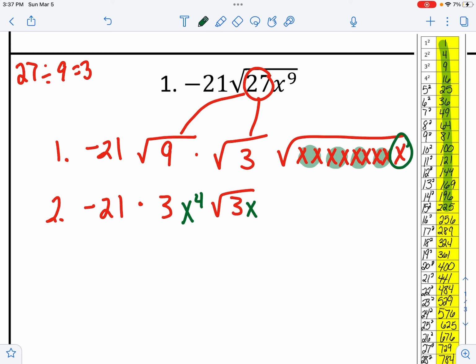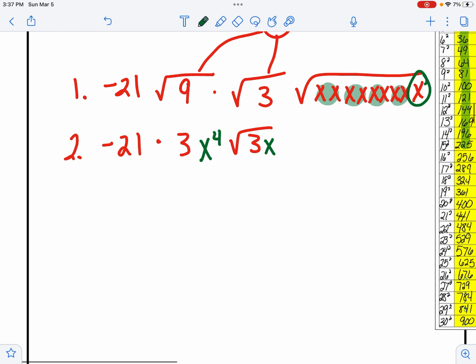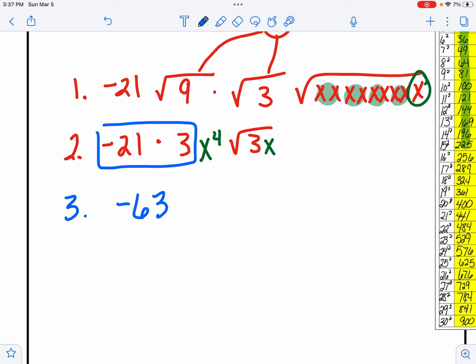He goes right here. So you're going to do your numbers the way you're used to, and then just add the variables in. So this particular problem, step 3, will look like this. You put these two together to get negative 63 with multiplication. Then x to the 4th, and then the square root of 3x comes down.